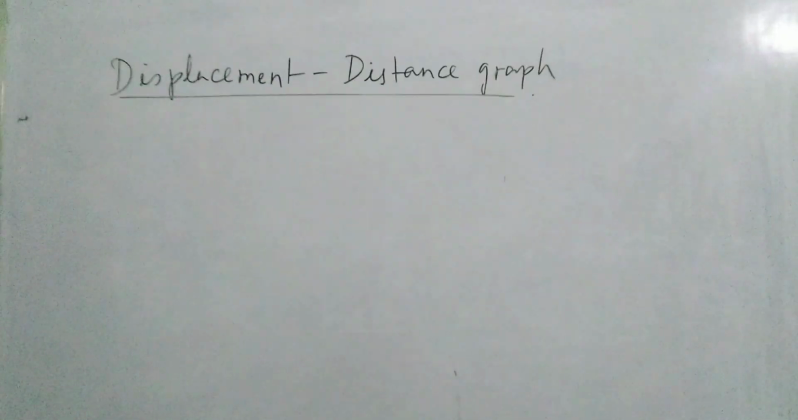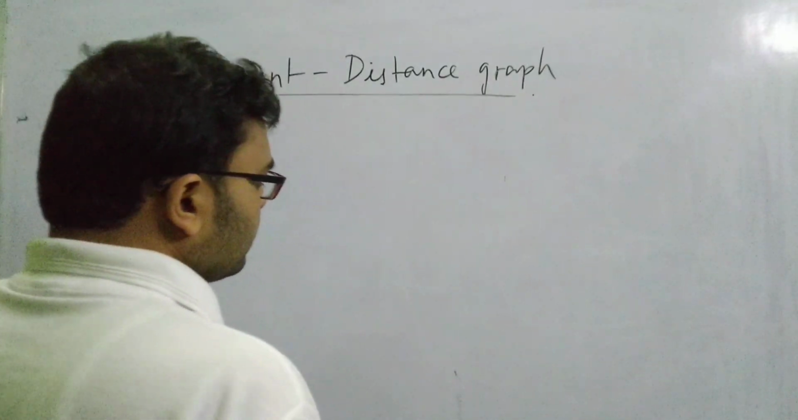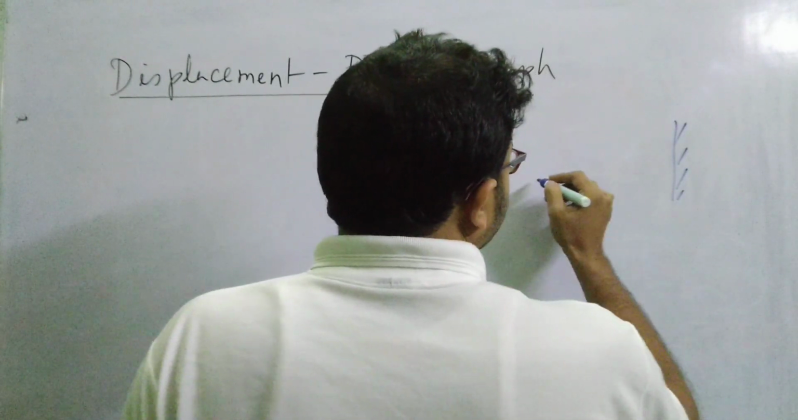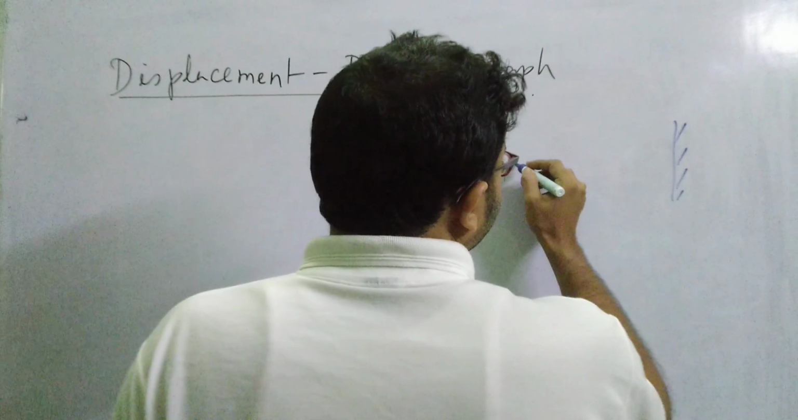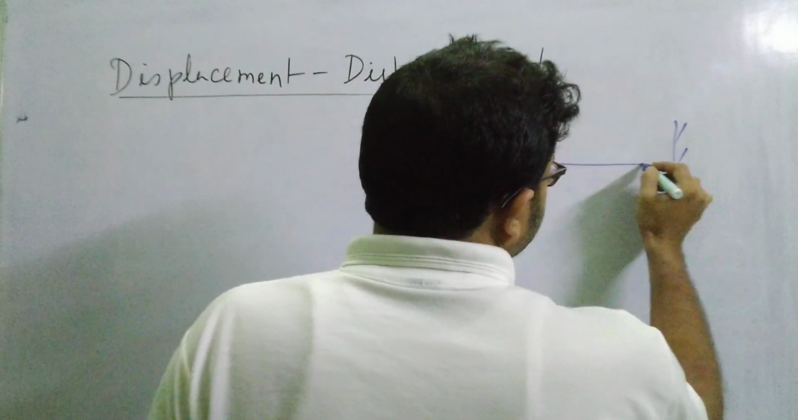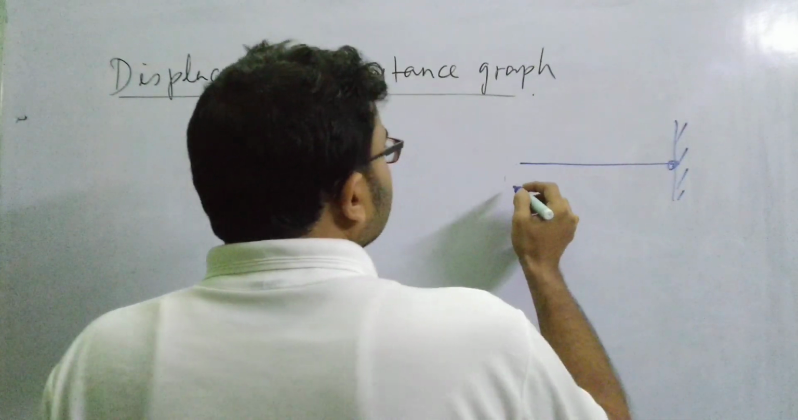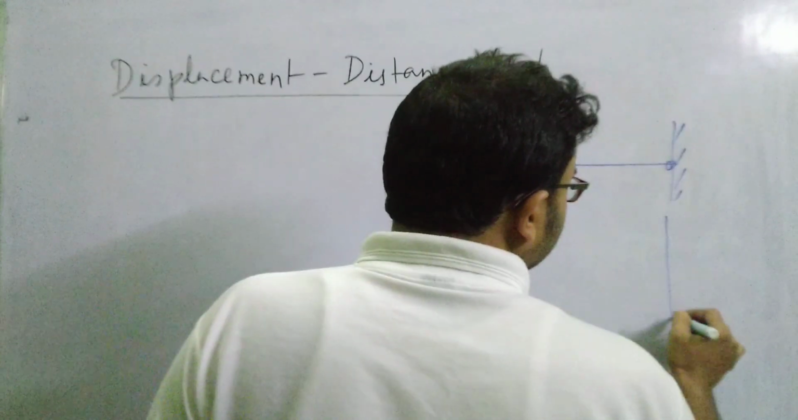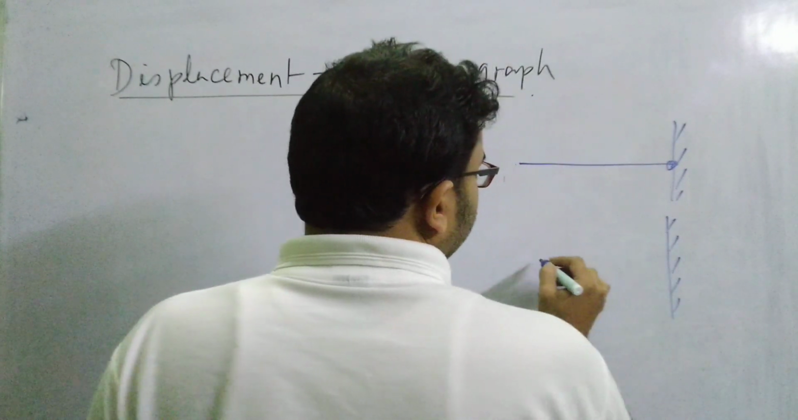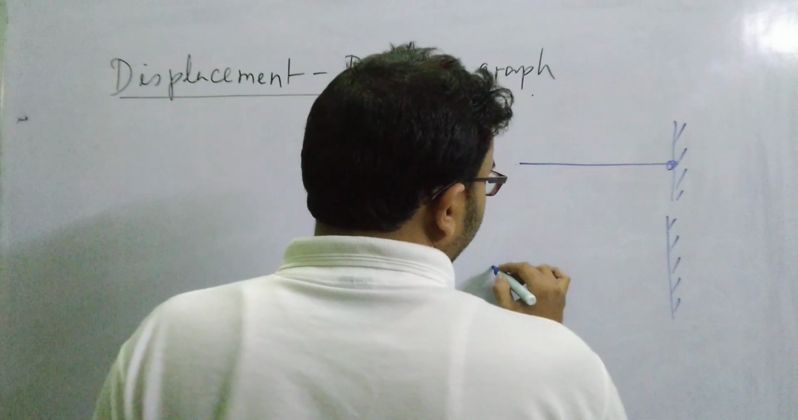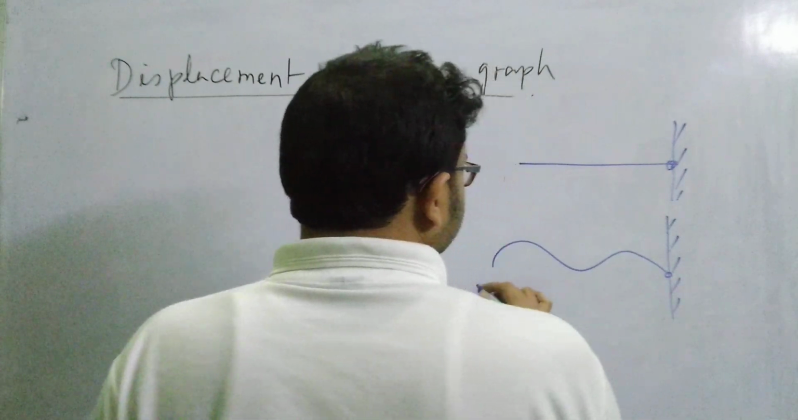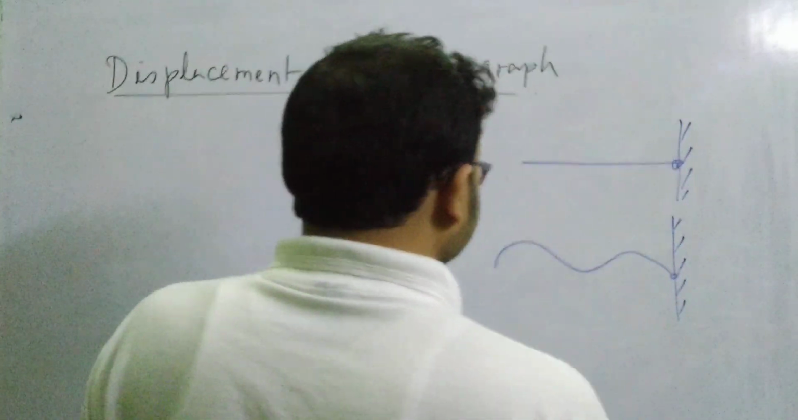displacement distance graph. Okay, so just consider that there is a rigid support, and the string was initially attached here, and at this free end we give a jerk. After giving a jerk, if we capture a particular moment, the string would look something like this. This is the free end, so it will look something like this.